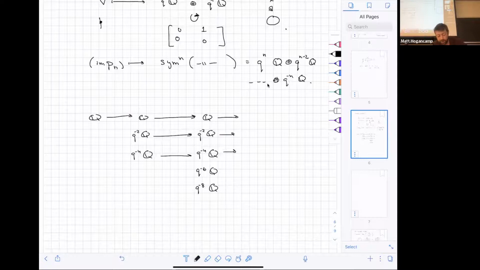And so you should think of the Kirby color under this functor as mapping to this infinite graded vector space, which is just the direct sum of Q's with shifts. Actually, under this functor, the even guy and the odd guy both have the same image.